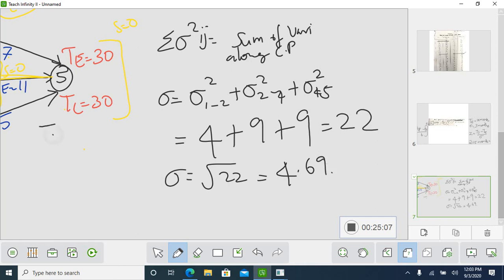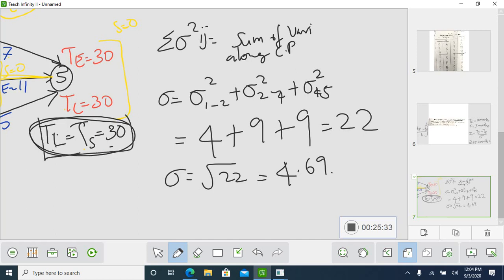Here you have to write down TL equal to TS equal to 30. This is an important step, because the slack is 0, right? 30 minus 30 is equal to 0. So at the end of your last value, you always have to write TL. If you want to find the slack value, TL equal to TS equal to 30. For network analysis, you have to write this step at the end.